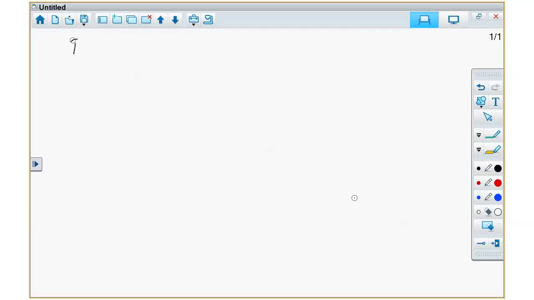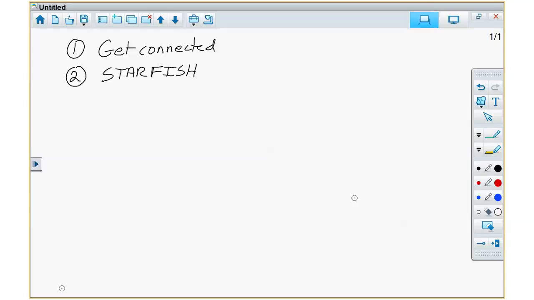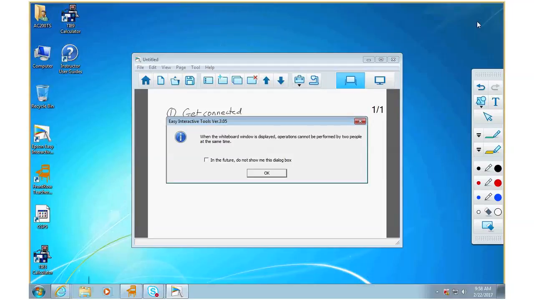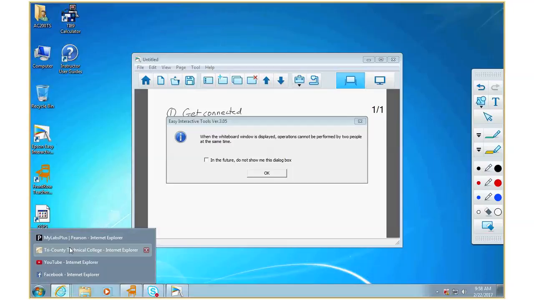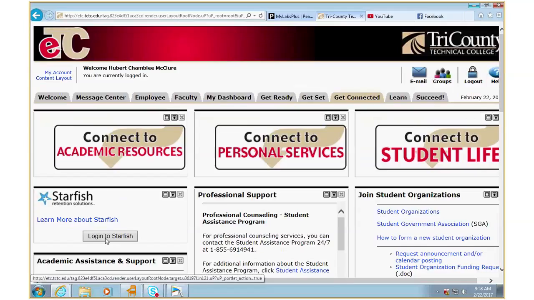First thing you do is you pull up, go to, is it Get Ready, wherever Starfish is? I think it's under Get Connected. Yeah. Get Connected, and I'll show you how to do that. And to Starfish. Now, if you look under your Get Connected tab, there it is. You can also get through it via Blackboard, but I don't use Blackboard, so I don't know how to get through Blackboard. I think it's on the right-hand side. Log into Starfish.